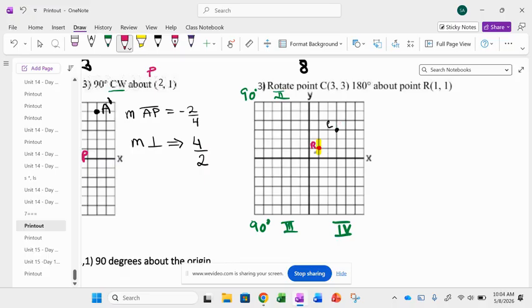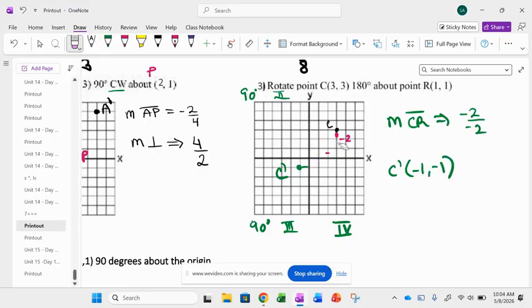To get from C to R, I'm going down to the left 2. So if the slope of CR is down to the left 2, for a 180 degrees rotation, you just continue that slope. So that brings me right here to my C prime. So the point for my C prime, if you can't see, is the point (-1, -1).